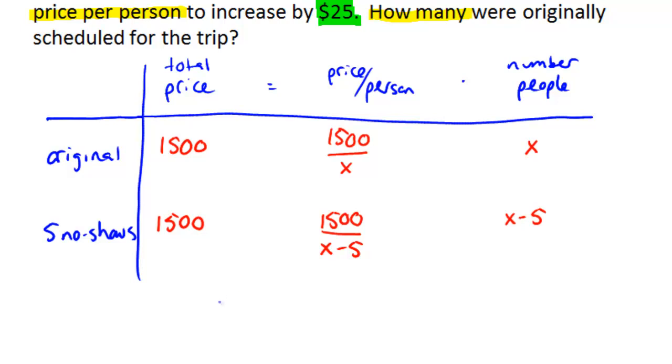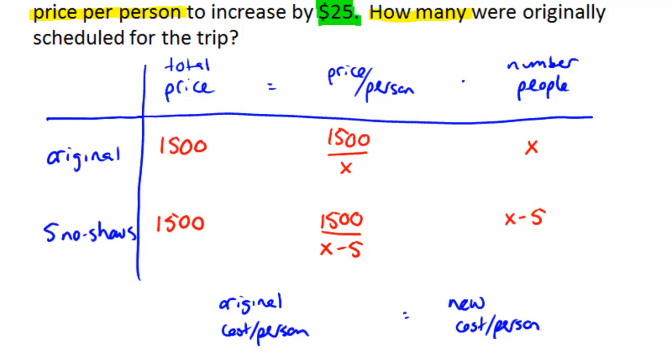and write that the original cost per person equals the new cost per person. That's actually not true. There's an extra $25 in there. And let's figure out where the $25 should go.